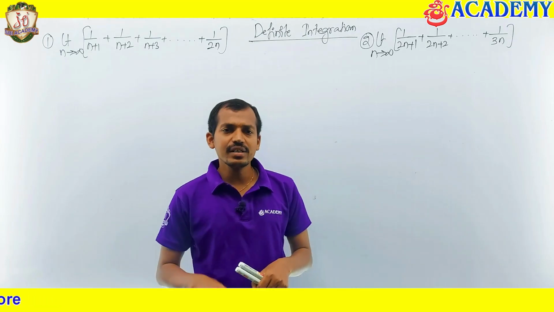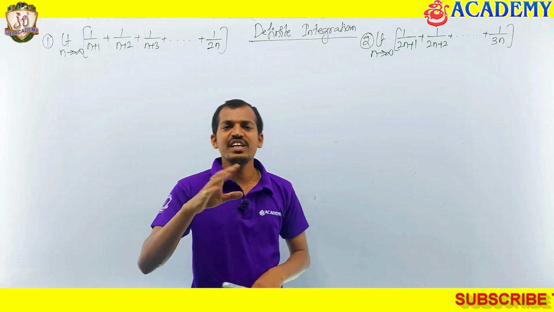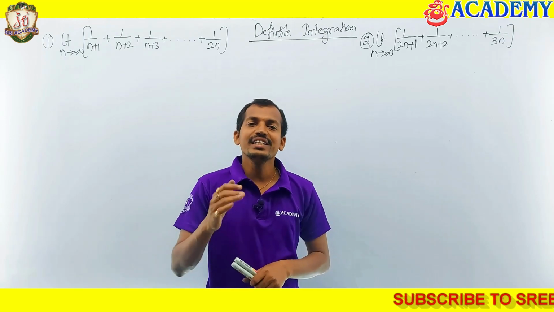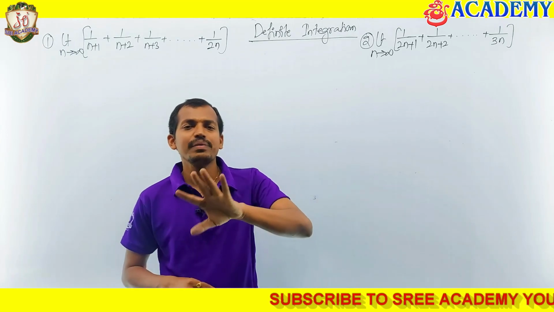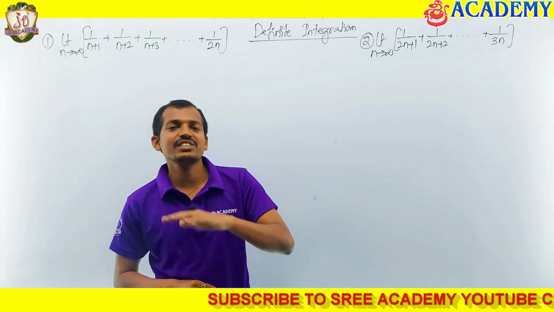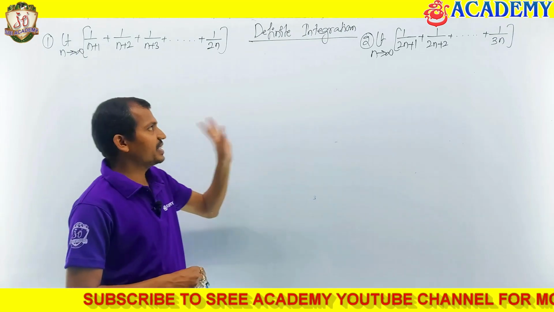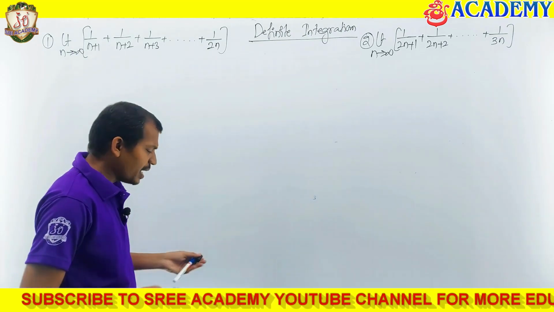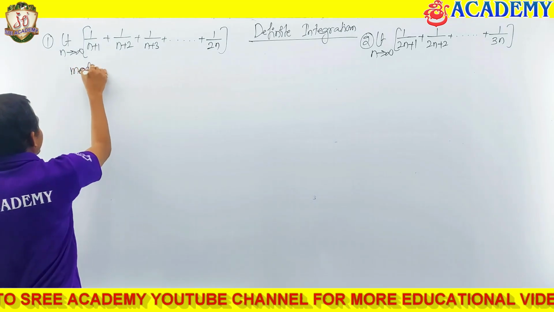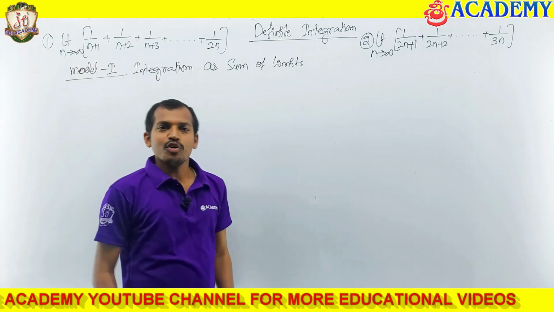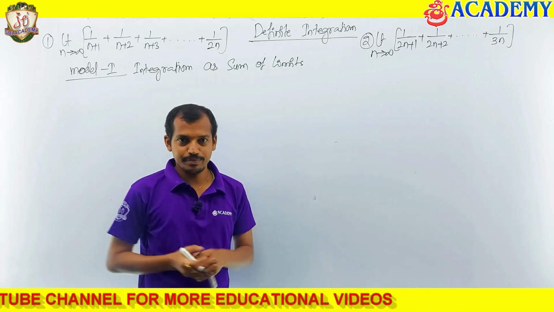Okay, we'll move to one topic, that is definite integration. From definite integration, sometimes you may get 3 questions, sometimes maybe 2 questions. These 2 questions you can simply attempt. Directly answers we can do. I am going to give one model here in definite integration. Model number 1 is integration as the limit of a sum.